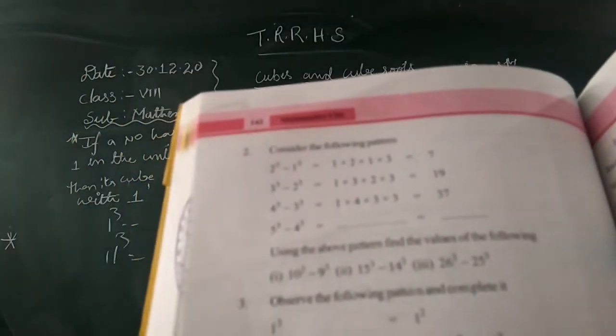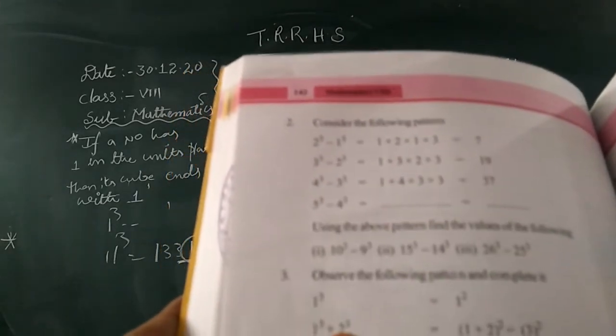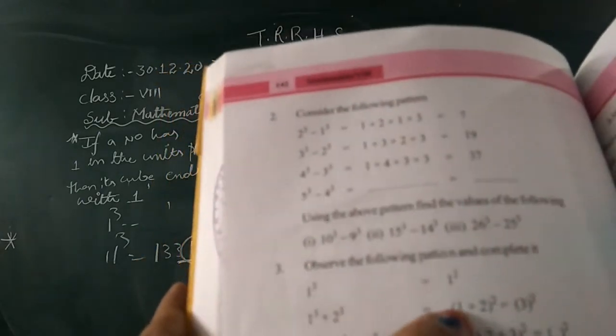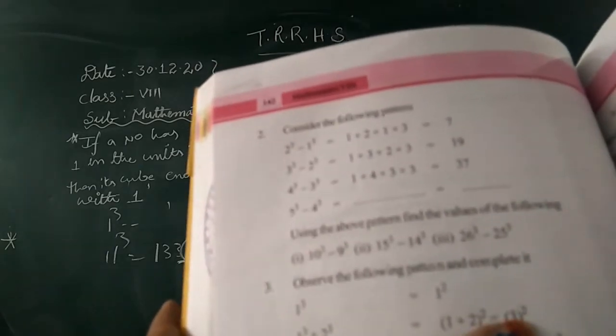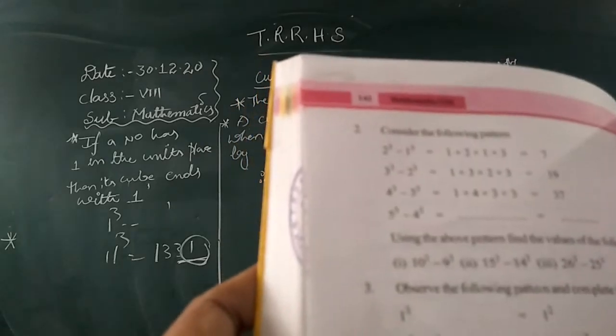And the next pattern is, observe the following pattern and complete it. 1 cube is 1 square. 1 cube plus 2 cube is (1 plus 2) square, equal to 3 square. So first you have to add these two. 1 cube is there, they gave 1 square. Now 1 plus 2 is there. You write 1 plus 2 in one bracket and make it a square. Now 1 plus 2 is nothing but 3. 3 square is 9. Same thing you count here. 2 cube is 8, 8 plus 1 cube. 1 cube is 1. 2 cube plus 1 cube is nothing but 9.